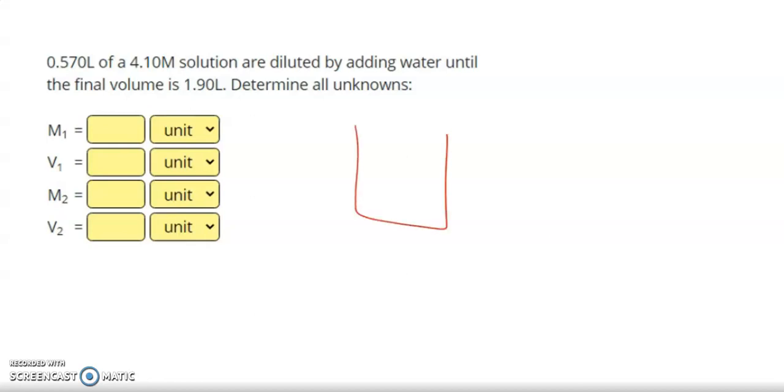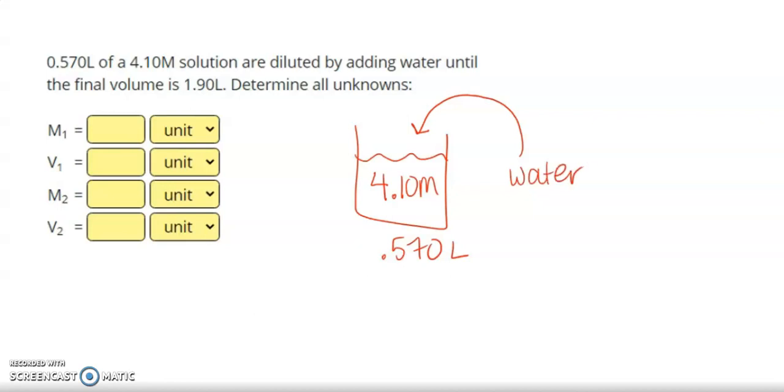And so what I have happening is I have a container that has some solution in it whose molarity is 4.10 molar. And the volume of that container is 0.570 liters. That's how much solution is in that container. I'm going to add water to that solution. And what that's going to do is it's going to make the volume of the solution go up and the concentration go down.